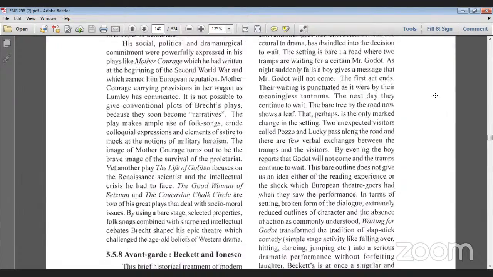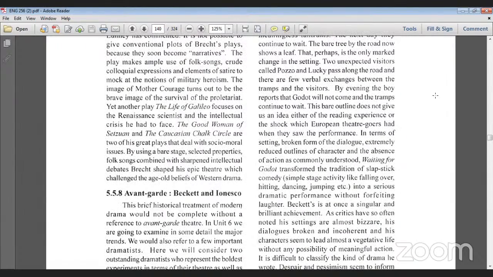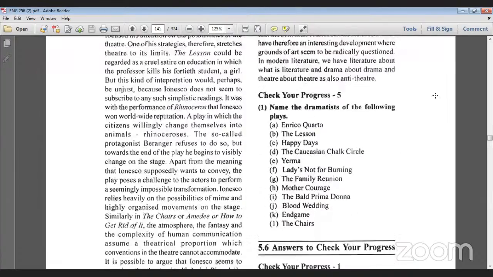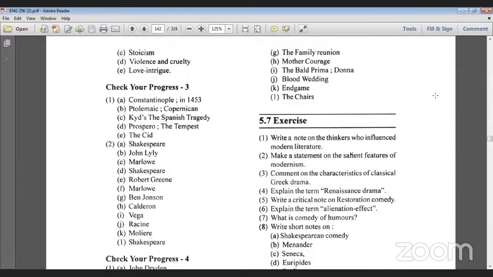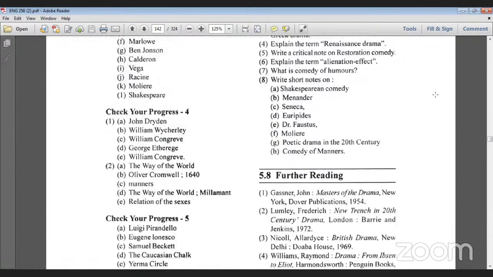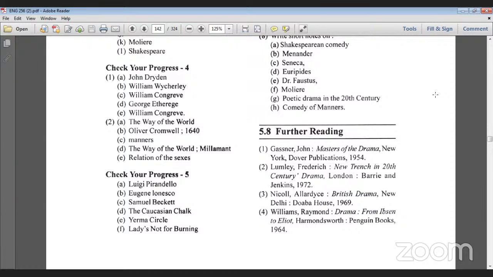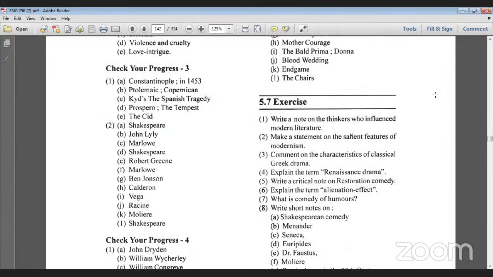Further, if you will see page number 134, you will see that in this 5.7, write a note on the thinkers who have influenced the modern literature. Just now we saw that. Make a statement on salient features of modernism.